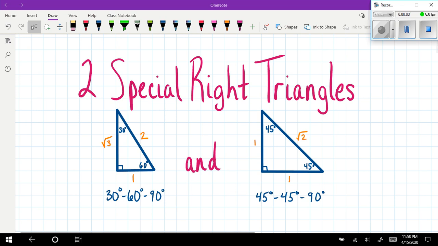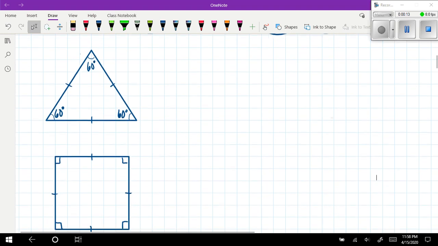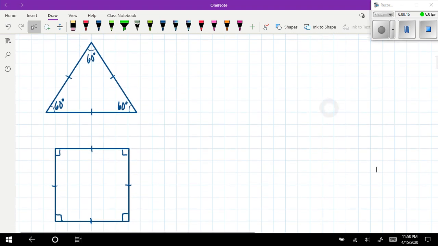Hello everybody. Today we are going to be learning about two special right triangles, the 30-60-90 triangle and the 45-45-90 triangle. Let's begin by finding out where these triangles come from. On the left-hand side, up on the top here, I have an equilateral triangle.